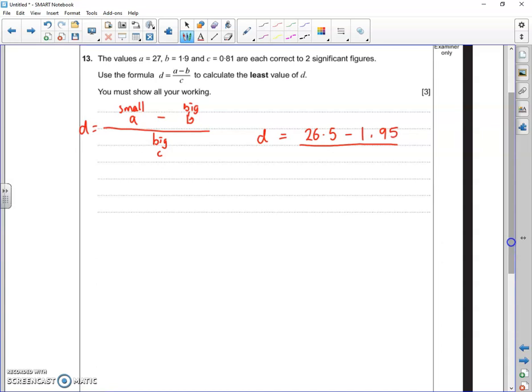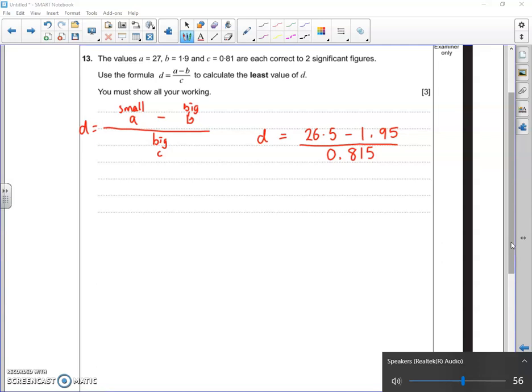And on the bottom, we're going to divide by the biggest C that we could, because the more we divide by, the smaller the answer is. So 0.81, that's been rounded to the nearest hundredth. We can go up or down by 0.005. We want it to be big, so we're going to go up by 0.005, so 0.815. All you've got to do then is chuck that into your calculator, and you should get 30.1.